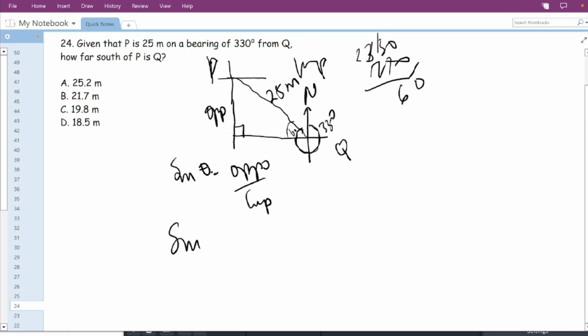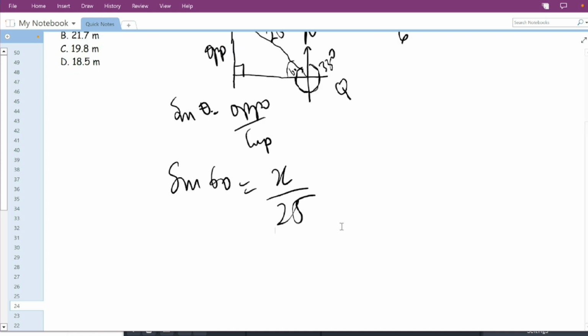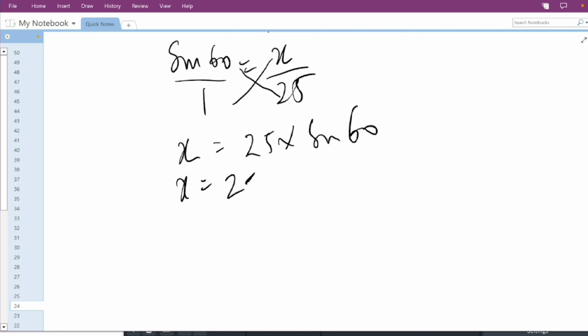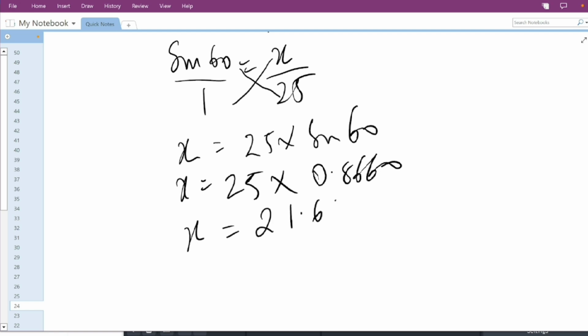So we have that sine, our theta is 60, equals our opposite is unknown, we make it x, over our hypotenuse is 25. We can then say this is over 1, then we'll cross multiply. X times 1 is x, then you have 25 times sine 60. X equals 25 times sine 60. With our calculator, sine 60 is 0.8660. X is equal to 25 times 0.8660, which will give you 21.65. And to one decimal place, it is approximately 21.7.